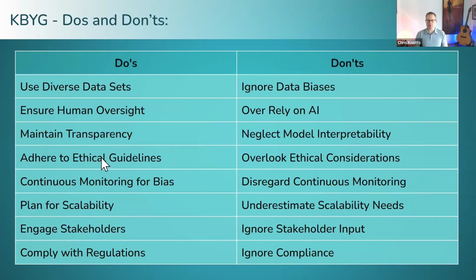Ethics in the way that the LLM is set up. Talked about that. Continuous monitoring for bias, for model drift, for obsolescence, for maintenance, for updating the model's behavior, things like that. We just talked about that. Talked about planning for scalability. I think we've talked quite a bit about the stakeholders and then the regulatory environments here. So these are like the top know-before-you-go do's and don'ts.